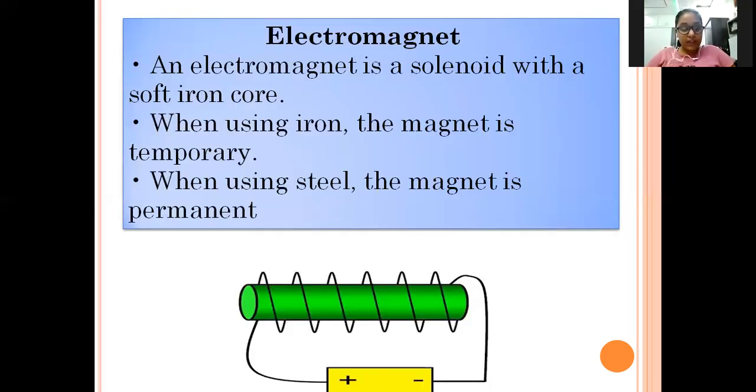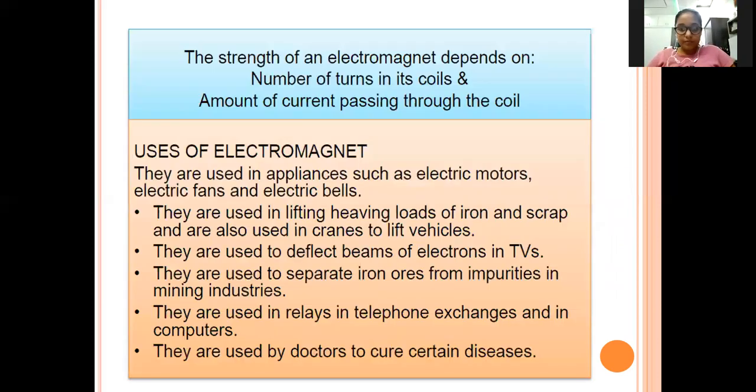Let us move ahead. A very important topic in magnetism is the electromagnet. What is an electromagnet? An electromagnet is a solenoid with a soft iron core. When using iron, the magnet is temporary. When using steel, the magnet is permanent. Let us move ahead. So, uses of electromagnet.